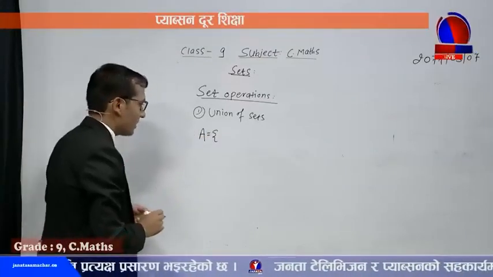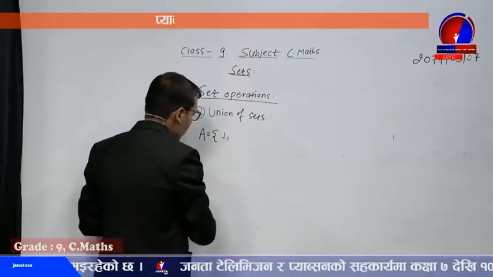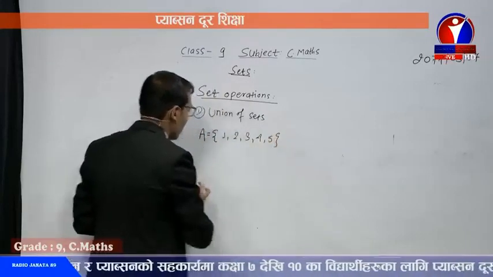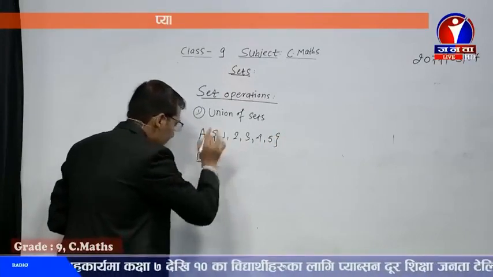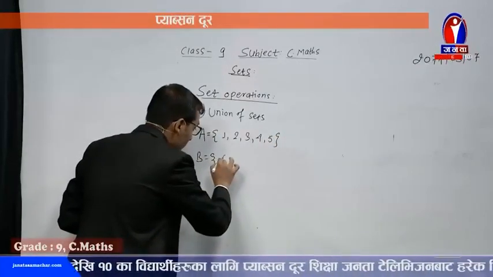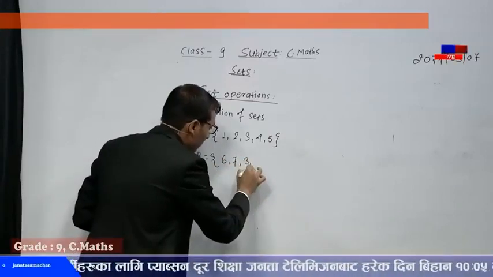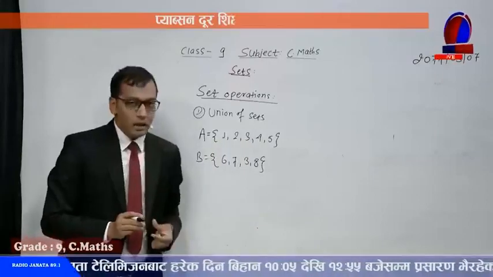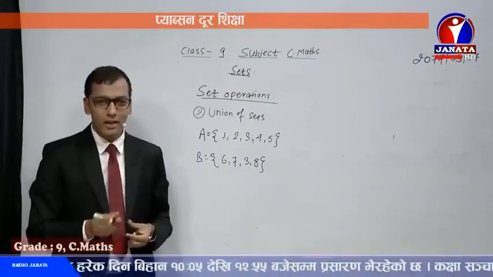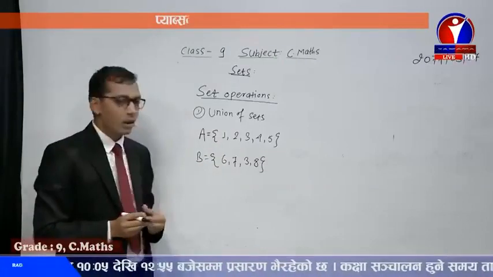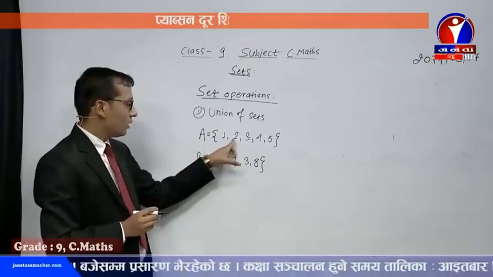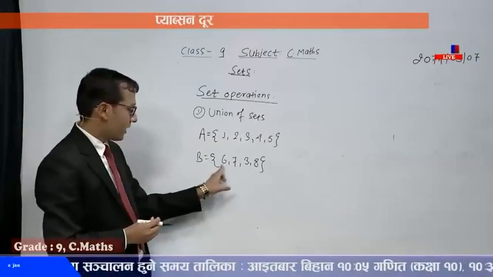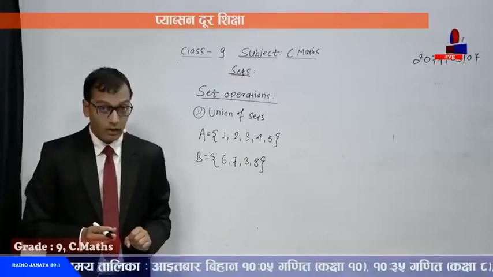Let me take two sets. First set is A. The elements of set A are 1, 2, 3, 4 and 5. Second set is B: 6, 7, 3 and 8. So I am taking two different sets, set A and set B. What are the elements of set A? 1, 2, 3, 4 and 5. What are the elements of set B? 6, 7, 3 and 8.